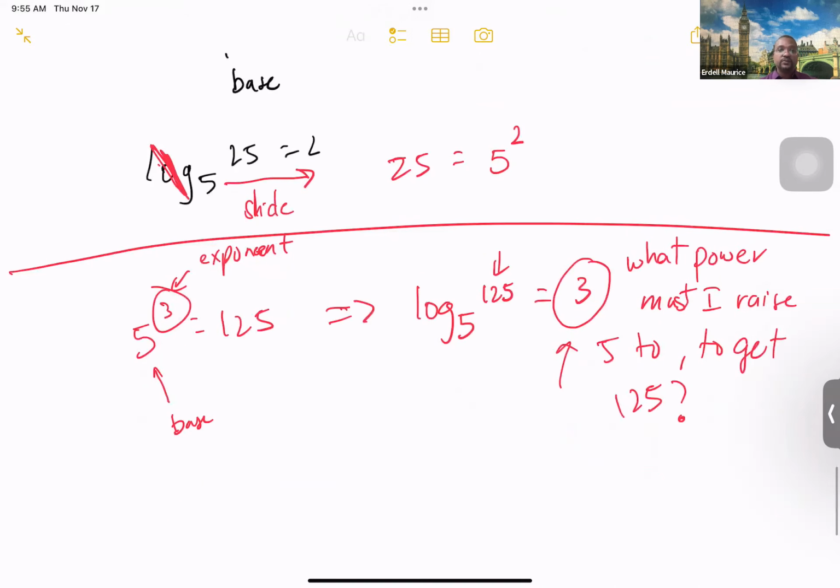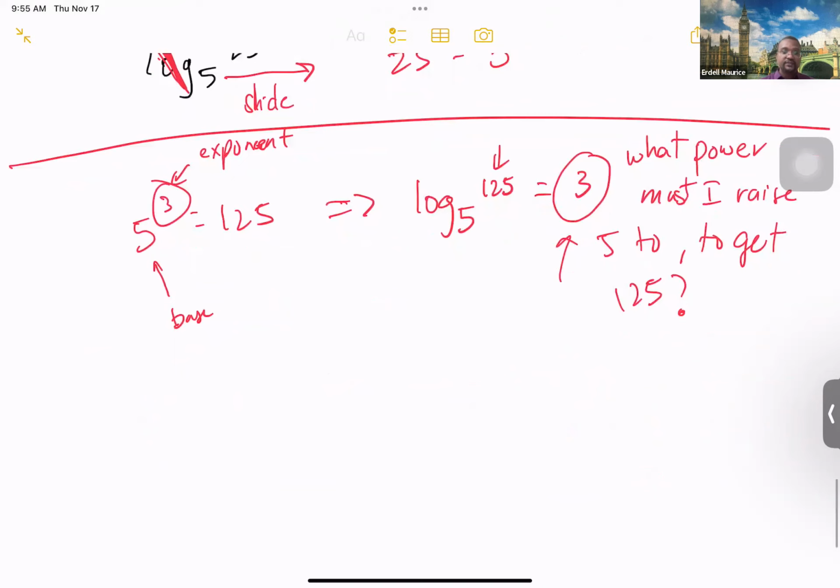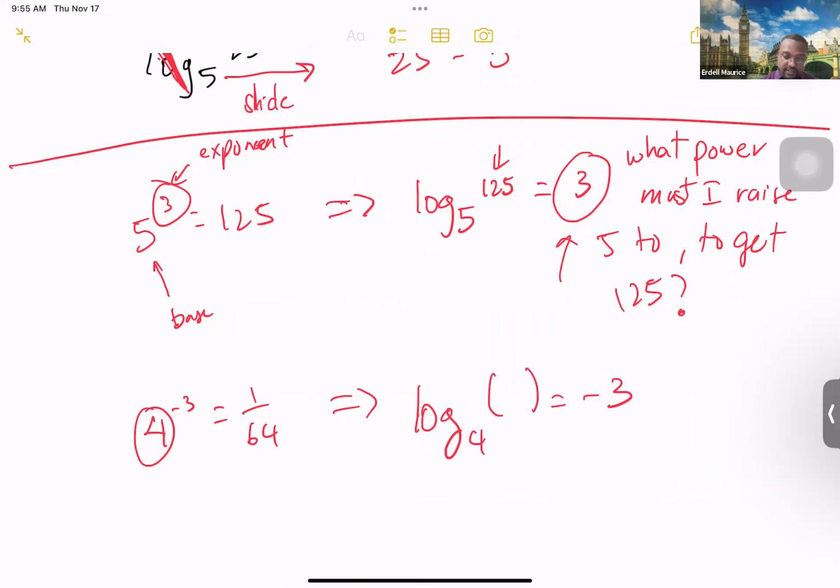Let's do one more example. 4 to the negative third power is equal to 1 over 64. Convert that to logarithmic form. Again, you write the keyword log, the base. Again, this is going to be equal to negative 3 because that's the exponent. And what comes inside the log is the number, 1 over 64. Questions there?